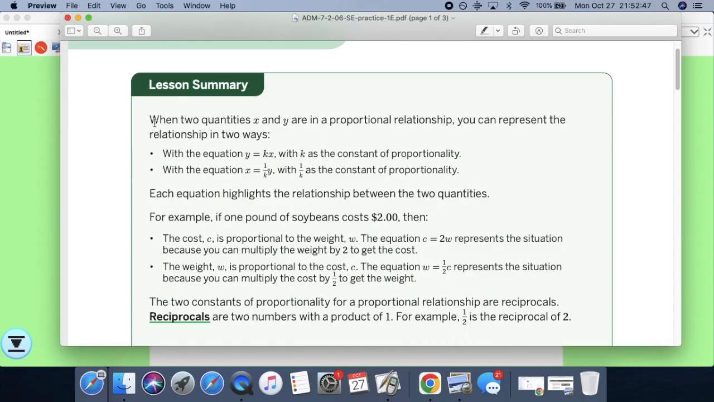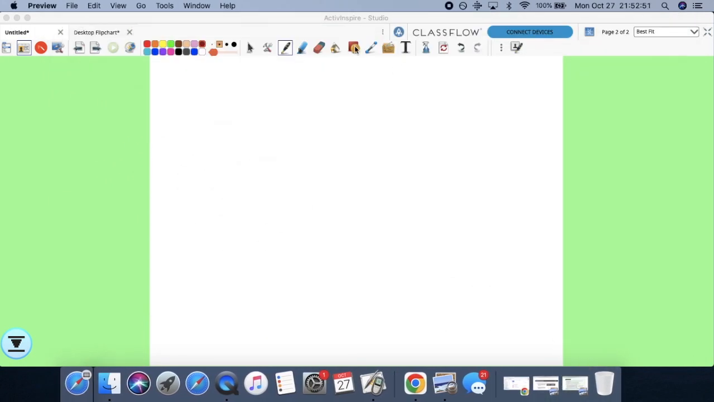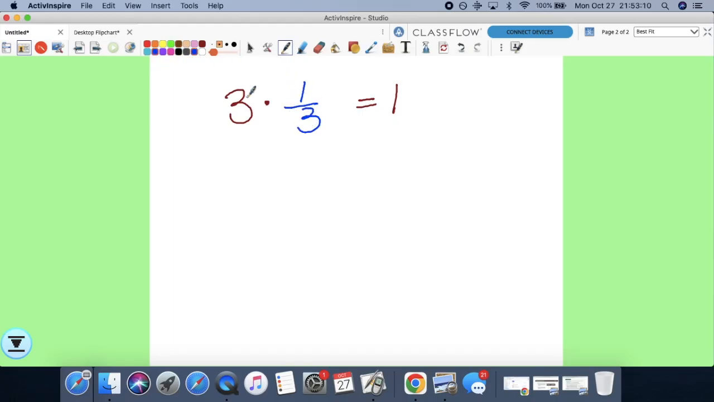So we need to talk about reciprocals first. All right, let's talk about reciprocals. The reciprocal of a number is a value that... Let me give you an example. The reciprocal of 3 is a number that when I multiply times 3, it gives me 1. So what can I multiply times 3 to get 1? It would be 1/3. The reciprocal of 3 is 1/3.